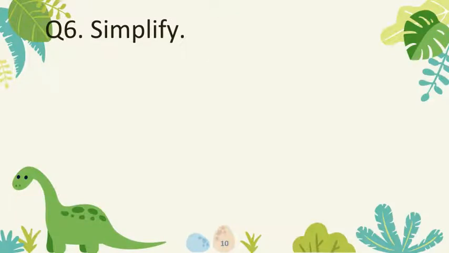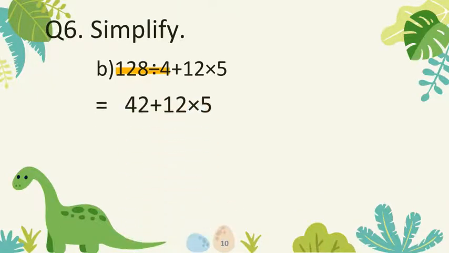Question number 6 is again simplify, and it is not given to us whether we are going to simplify the questions by using DMAS rule or not, but it is understood that if division, addition and multiplication, three operations are there, we are going to simplify the question by using DMAS rule. So first of all, we will do the division. We will divide 128 by 4. Your answer is 32. Plus 12 multiplied by 5 will be there in its own place.